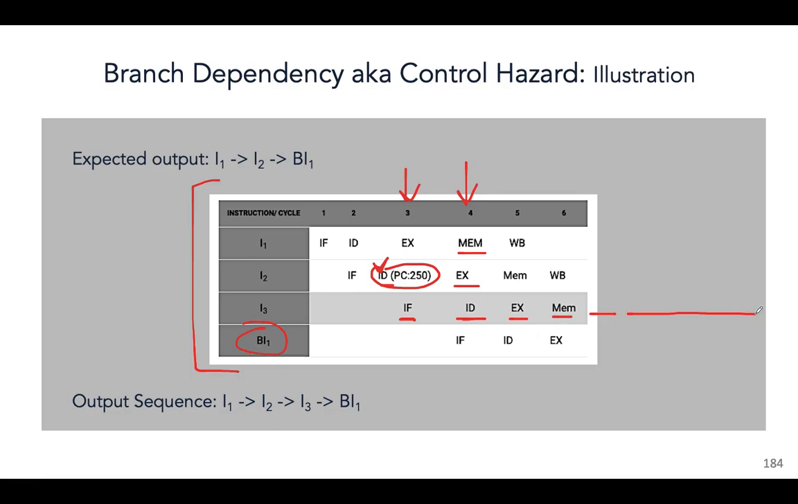It will go on normally, and the output you get using the pipeline is this: I1, I2, I3 and then BI1. But this is not what you wanted, right? So this is a conflict, a hazard that occurred just because of the jump instruction. So branch, jump and call instructions are very important to handle properly, because once an instruction enters the pipeline, like I3 did, it will keep on going normally and will disrupt the entire expected chain of operations of your program.